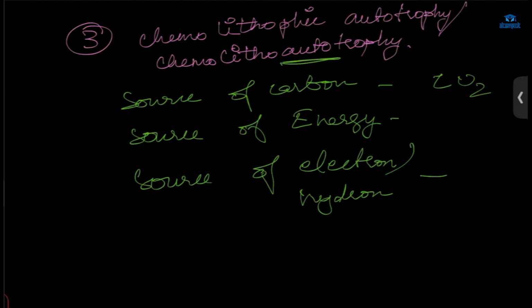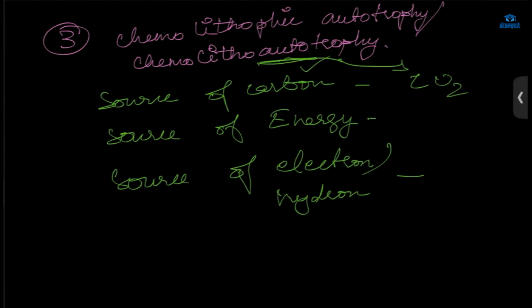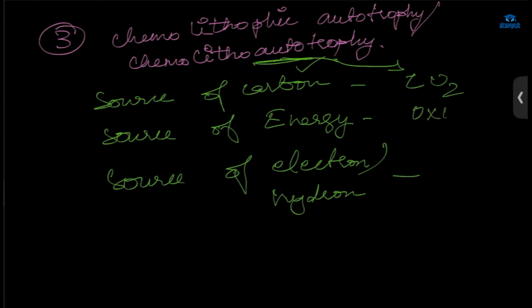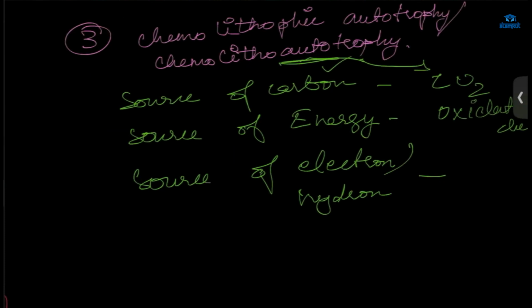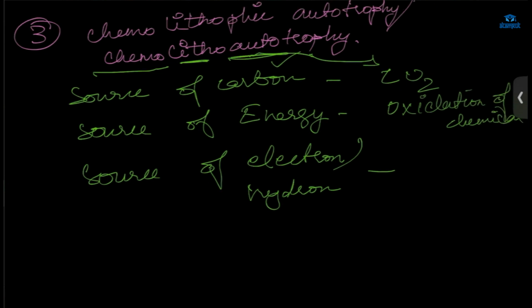Next, source of energy for chemolitho. Will it be light or oxidation of compounds, inorganic or organic? Oxidation of chemical compound. Yes, very good. That's why it is chemo. Then litho. Ma'am, inorganic substance. Yes, the source of electron is an inorganic substance. Very good. Ria, you're very good at this. Thank you, ma'am.